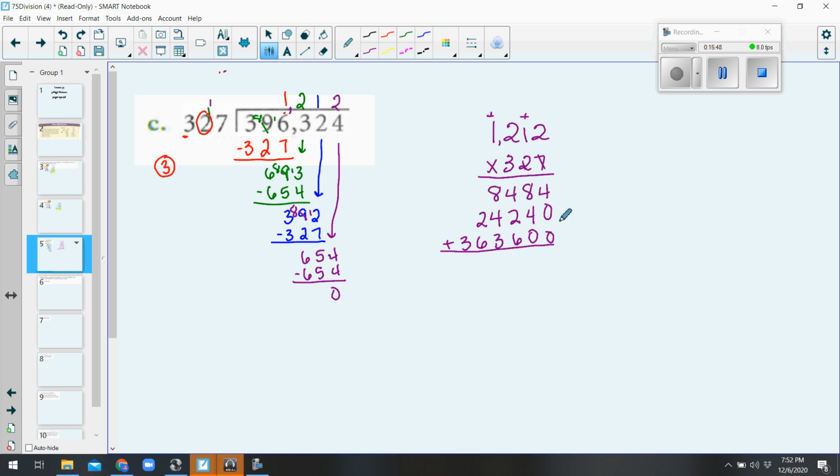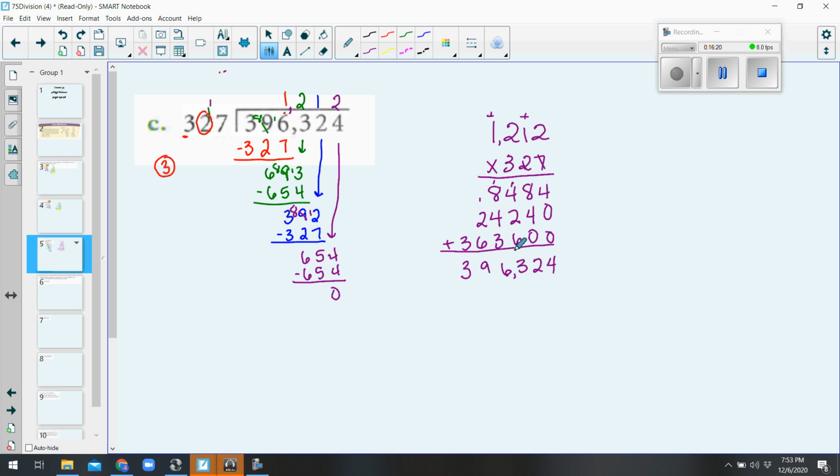Okay, add it all together. I get 4, 12. 1 and 4 is 5. And 2 is 7. And 7 and 6 is 13. 1 and 8 is 9. 9 plus 4 is 13. 13 plus 3 is 16. 1 plus 2 is 3, plus 6 is 9, and 3.